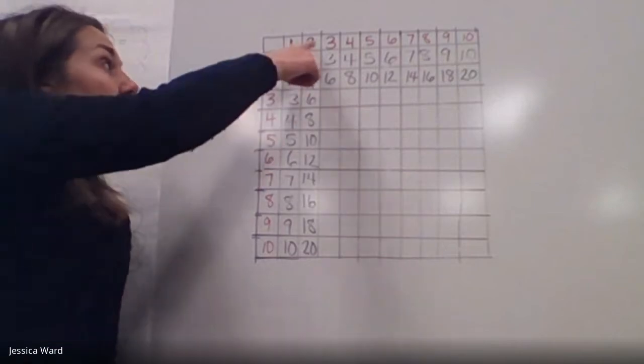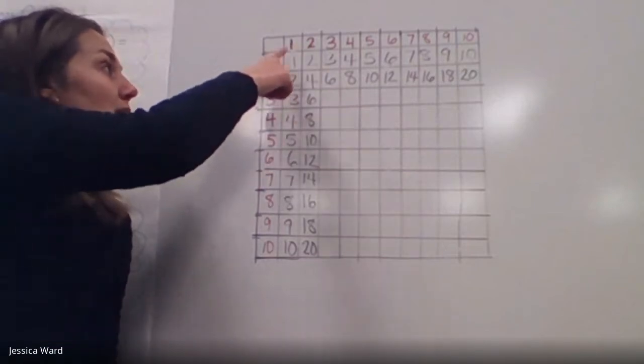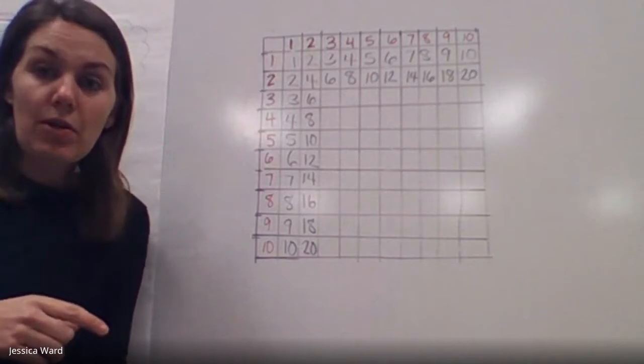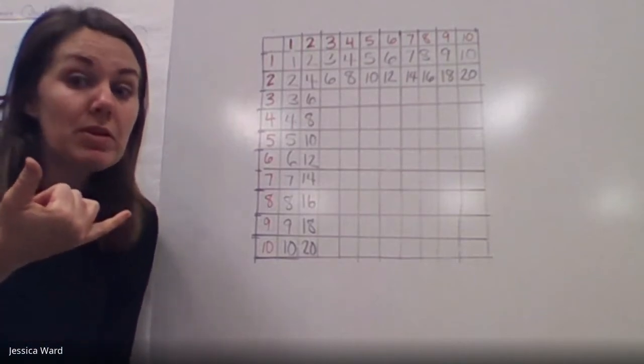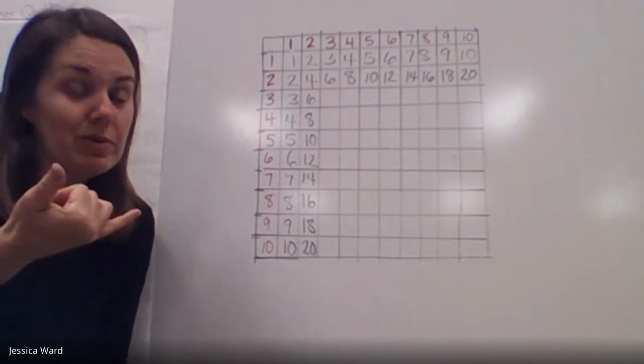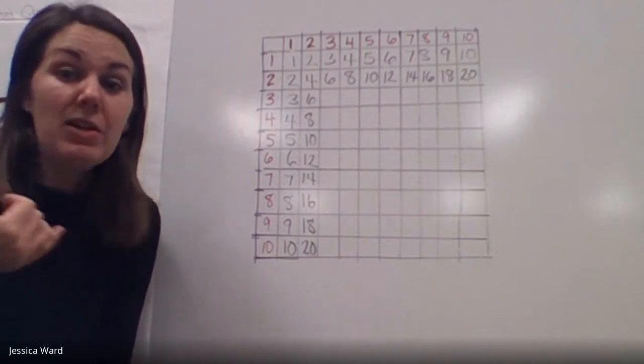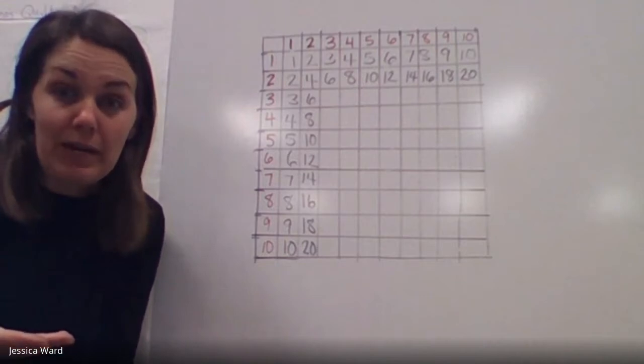Because again, if you know 2 times 1, then you also know 1 times 2. So a lot of the facts will work both ways. That's the commutative property. Order doesn't matter. When we multiply, we get the same answer. So you know a lot of facts already.